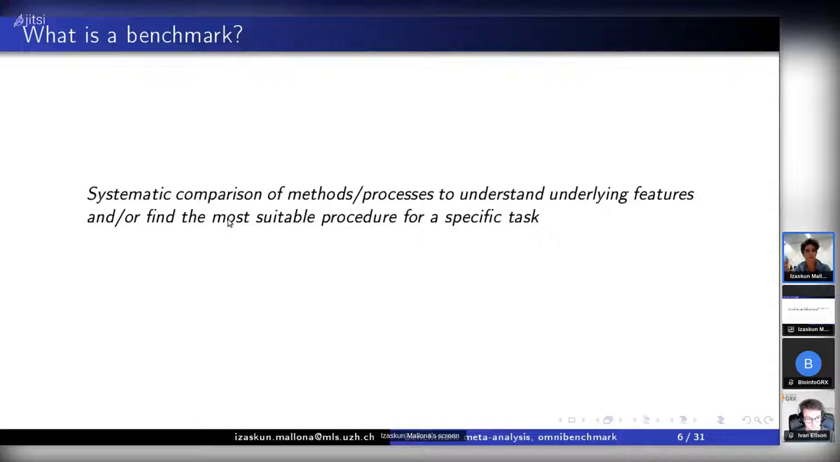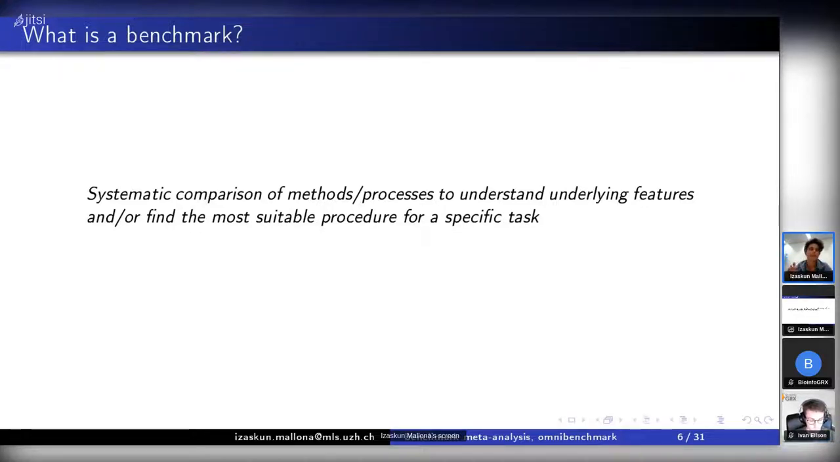Benchmarks, as you know, have different meanings in different fields. It's not the same as a benchmark in finances or in CPU profiling, right? But in our field, it would be a very systematic comparison of methods to find the most suitable procedure for some specific task, while also understanding which are the underlying features. And both these things are very, very important.